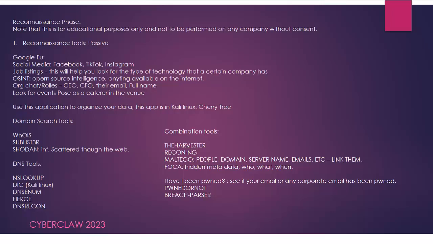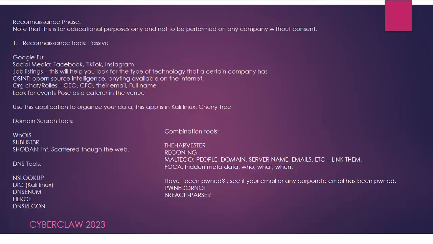Another one is job listings. Most companies post jobs looking for somebody that knows this and knows that. They might not give a clear picture of what type of technology they use, but in a way they give away a few clues that you can use as a pen tester to find out what technology that company is using. So job listings is part of the passive reconnaissance phase.